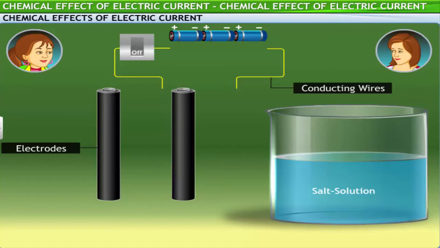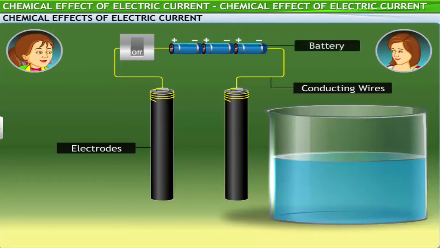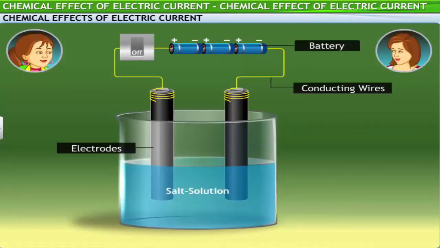Okay. So, to demonstrate chemical effects of electric current, we need to first wind the free ends of the 2 wires around the head of each carbon rod to make a contact between the carbon rods and the wires. Connect the other free ends of the 2 wires to the battery. One to the positive terminal and the other to the negative terminal of the battery. Then, immerse the carbon electrodes in the conducting solution and keep them undisturbed for about 5 minutes.